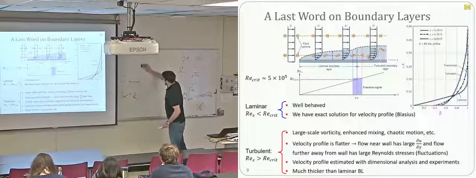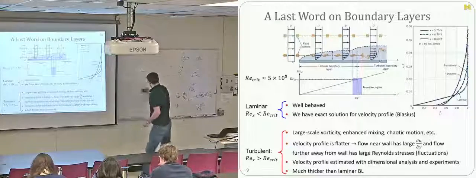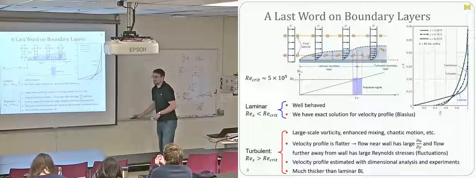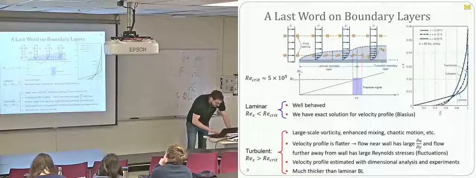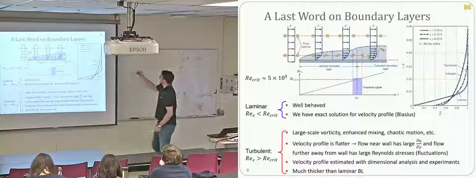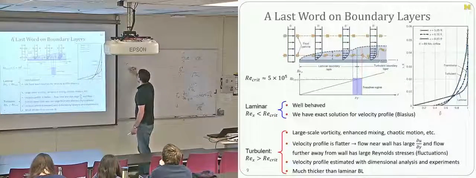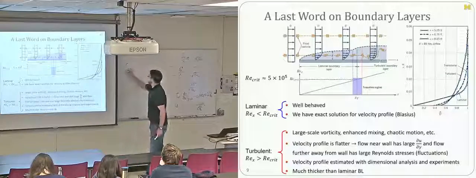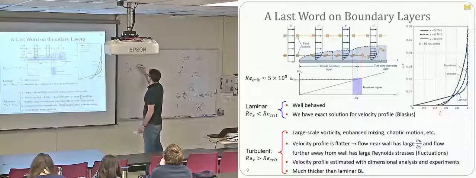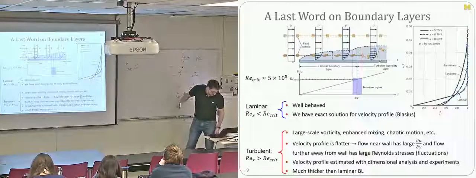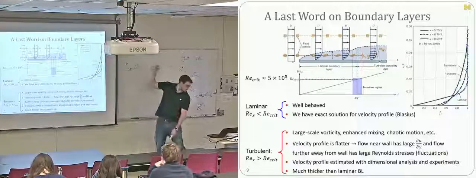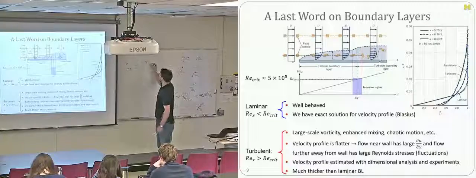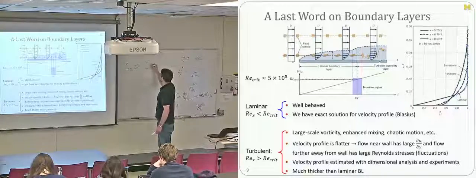And through a lot of experiments, what has been found is, find it if I can, there we go, that the thickness of a turbulent boundary layer divided by x is approximately 0.37 over Reynolds number to the 1/5.